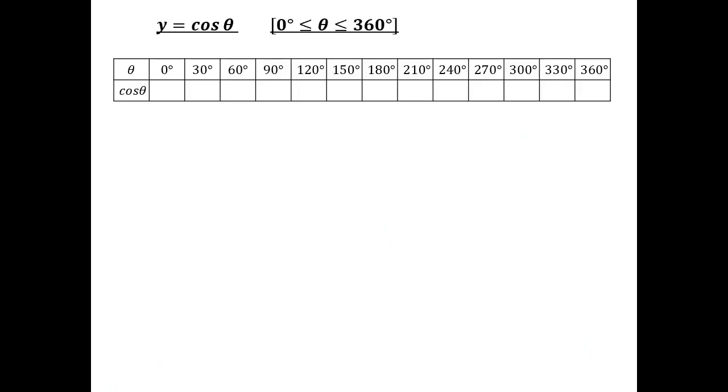What we'll do next is we'll plot the graph y is equal to the cosine of theta. You will see that the domain is from 0 degrees to 360 degrees inclusive. So this means that the function includes all angles starting at 0 degrees and ending at 360 degrees. So what we'll do is we'll substitute all the values for theta, and then we'll complete this table. You can use your calculator to do this.